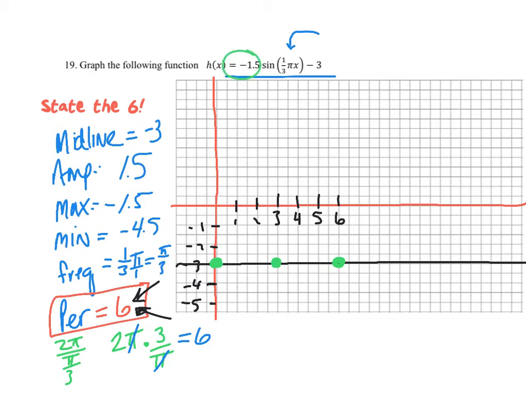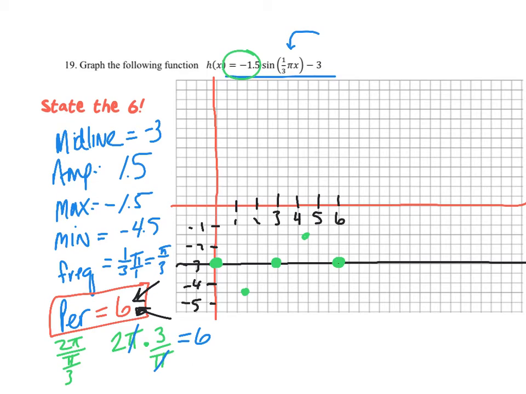This negative here tells me that I'm going to go to my min first. So directly in between 0 and 3, so at 1.5, I have to be at my min, which is -4.5. And then directly between 3 and 6, I need to be at my max, which we said is -1.5.